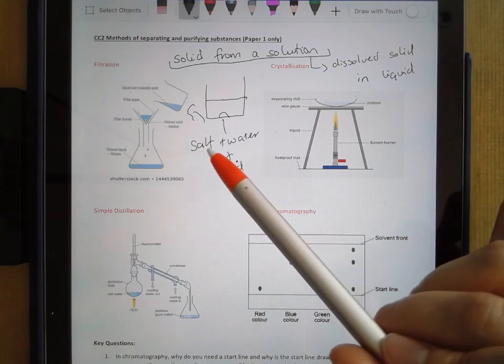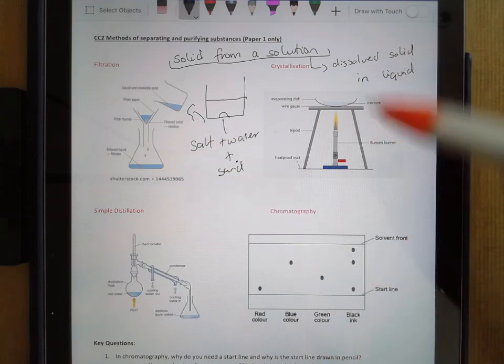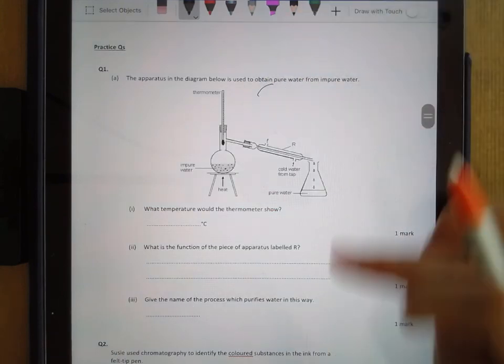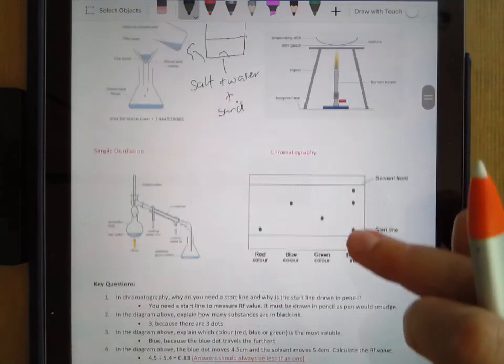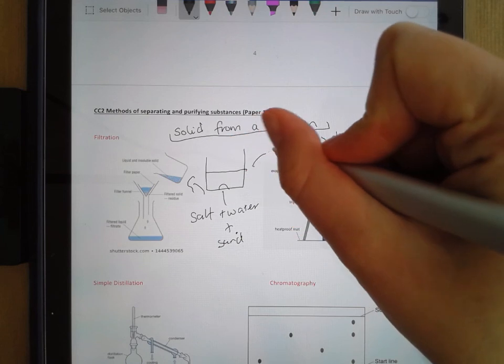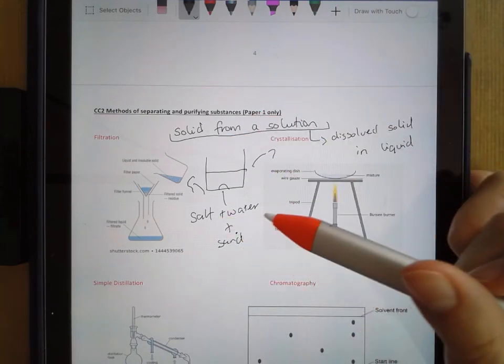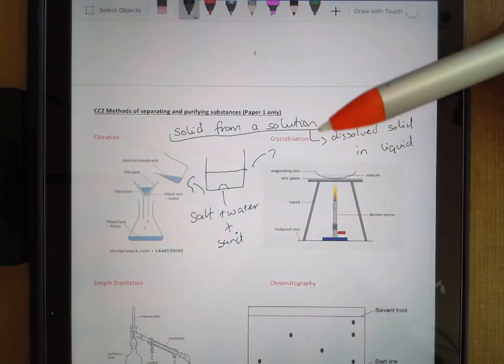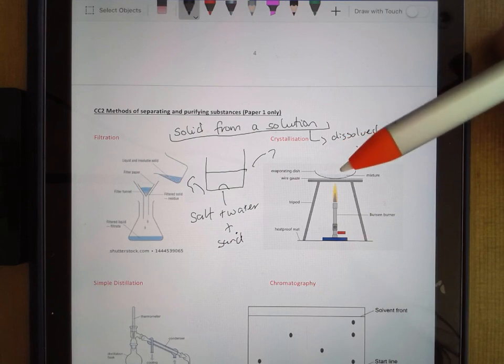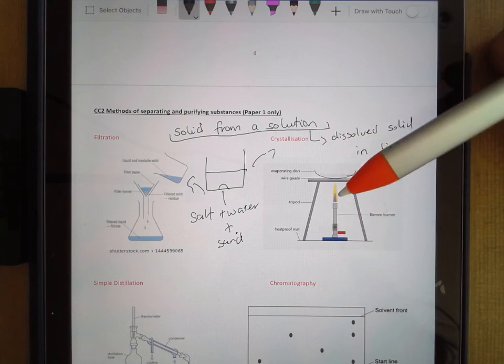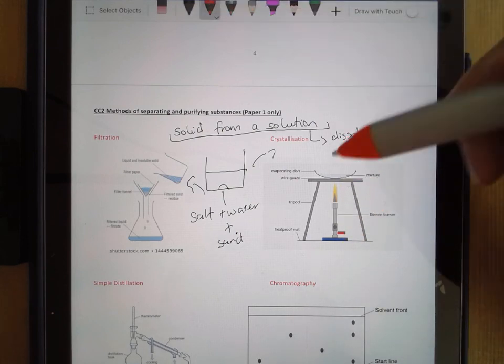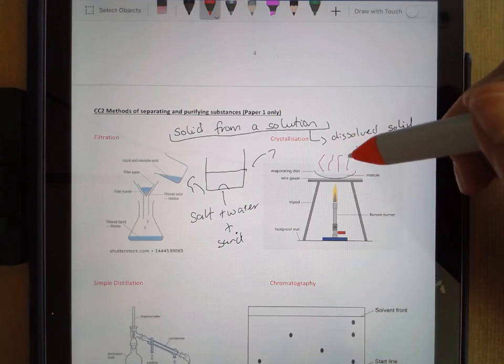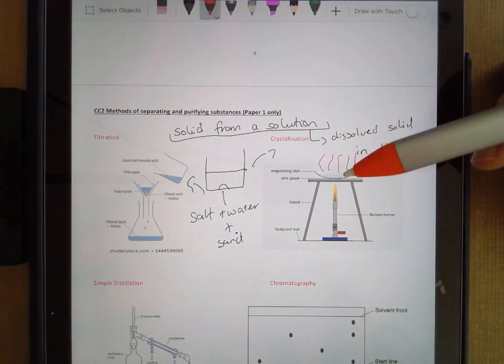The next thing I do, okay, to separate the salt and the water is I would use crystallization. Okay, that salt is dissolved in the water. I'm going to use crystallization. So I'm going to put my salt and water in my evaporating dish. I'm going to heat it. All of that water vapor is just going to evaporate. And when it evaporates, I'm just left with my salt.